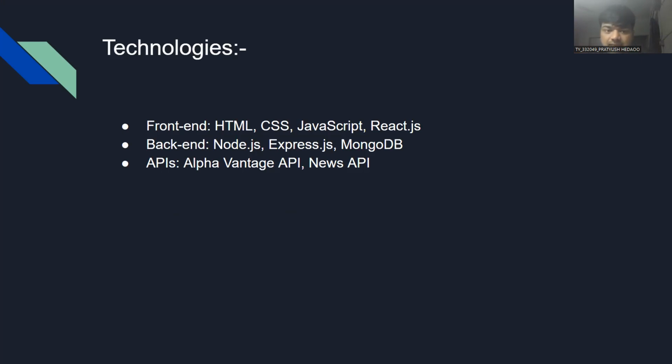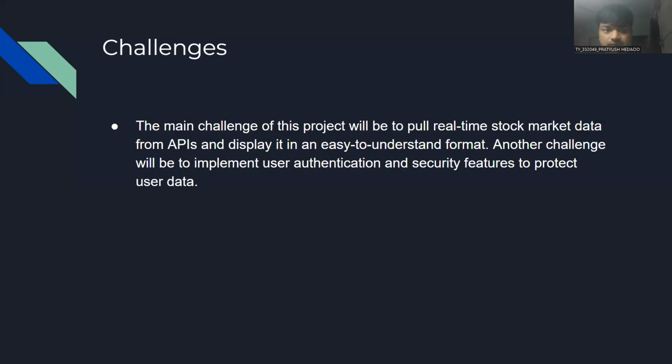At the backend, we are going to use Node, which is a runtime for JavaScript, and Express will be used for mapping all the routes, and MongoDB will be used for data storage. Then these are some APIs that we are going to work with: Alpha Vantage API, Linux API. If these do not work, or if they are paid, we are going to look for alternatives.